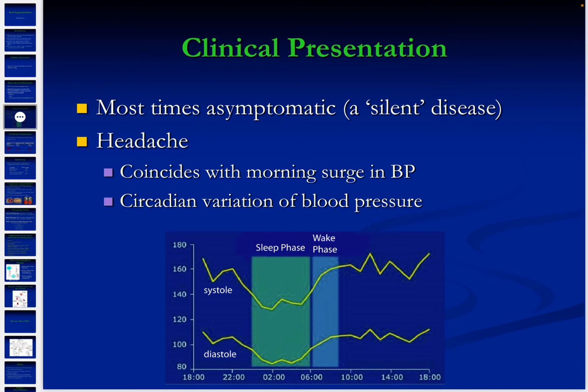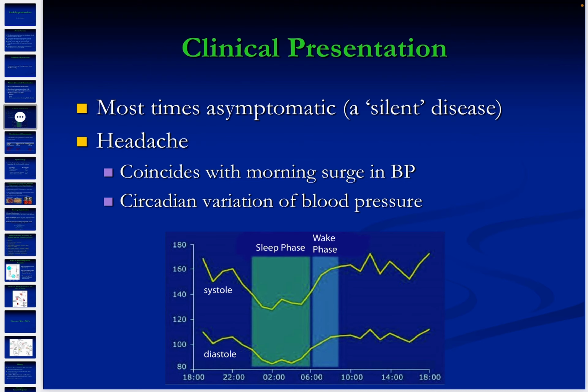So, how does hypertension present for us? When the patient comes to your clinic, what's the main complaint? Usually they don't have a complaint. You find it by coincidence. That's why it's called a silent disease. So most of the time, it is asymptomatic.